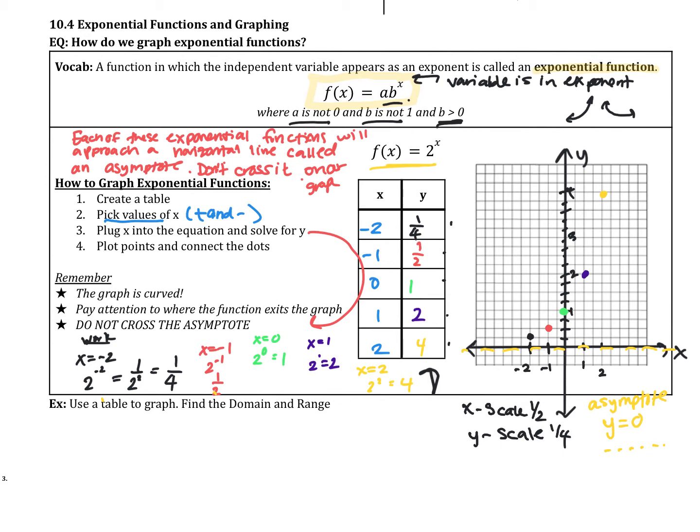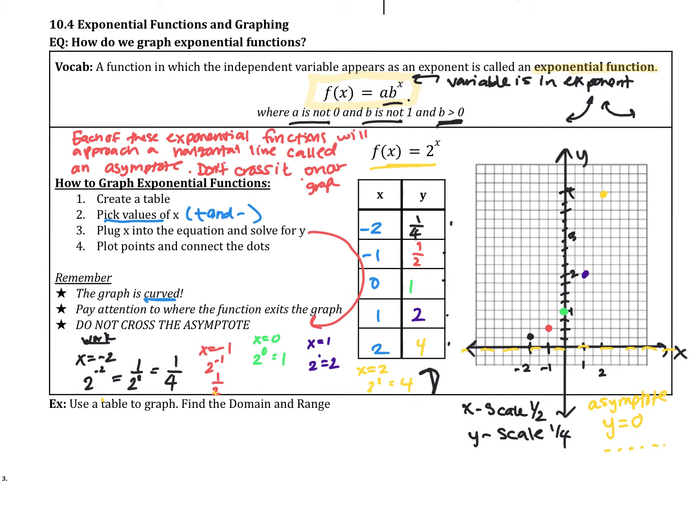So we created our table, we picked our positive and negative x values, we plugged in those positive and negative x values to find our y values, we plotted the points. Now we need to connect. When you connect, remember that your graph is a curve. It's not a straight line, it's not a quadratic, it's a curve, and it should have that sort of sloping shape.